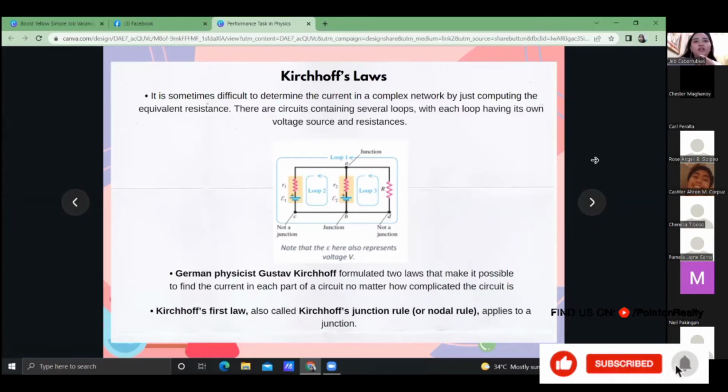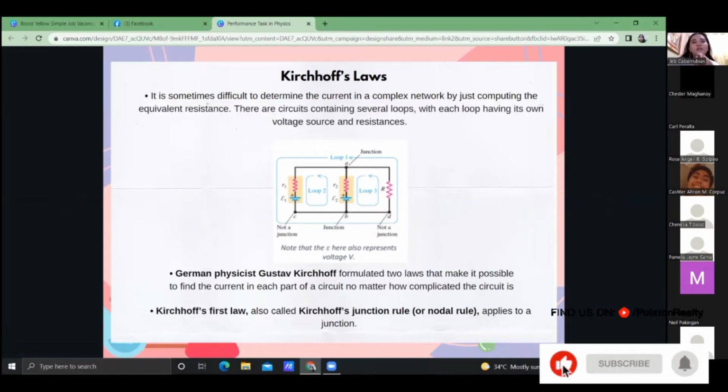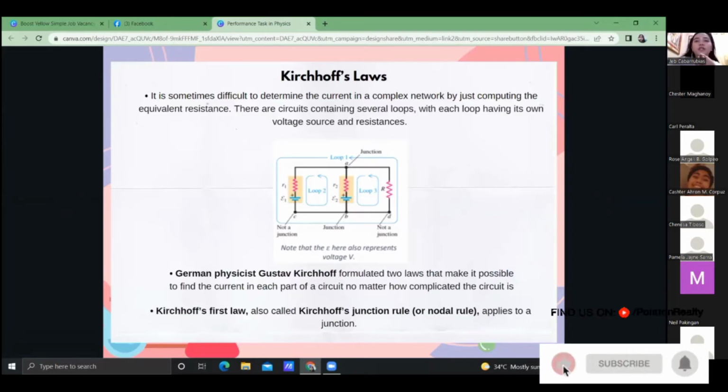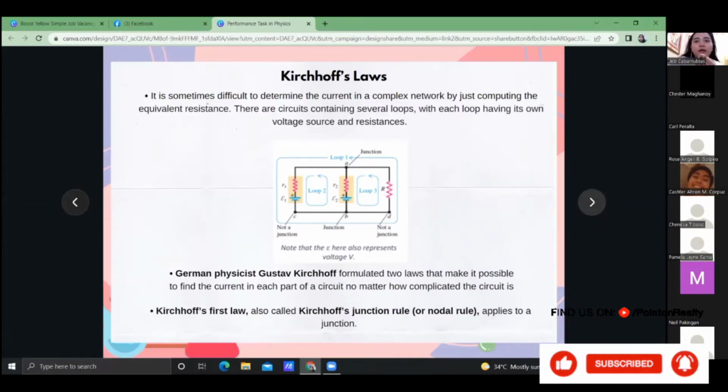The law states that the total current flowing into a node or junction in an electrical circuit must be equal to the total current flowing out. It is also known as the junction law. Kirchhoff's voltage law states that the algebraic sum of all the voltage in a given circuit will be equal to 0. So the German physicist Gustav Kirchhoff formulated two laws that make it possible to find the current in each part of a circuit, no matter how complicated the circuit is.